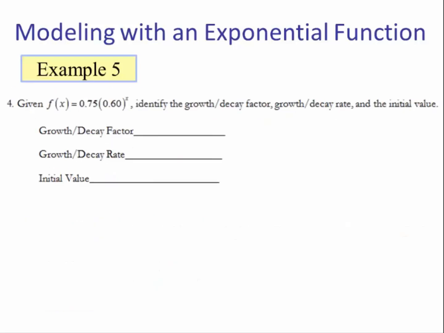Next we have f of x equals 0.75 times 0.60 to the x power. The factor is the base, which is 0.6. This is a decay. The decay rate is 1 minus 0.6 or 40%, and the initial value is a, which is 0.75.